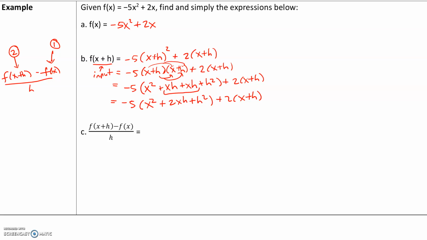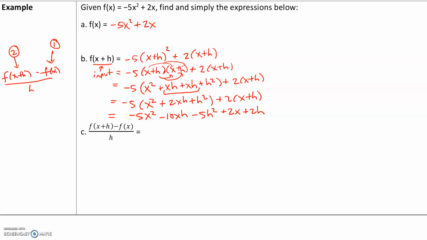Then I need to distribute the negative 5. So we have a negative 5x squared. Negative 5 times 2, that's a negative 10xh. Negative 5 times h squared, that is a negative 5h squared. 2 times x is 2x, and 2 times h is 2h. So this expression here equals f of x plus h.